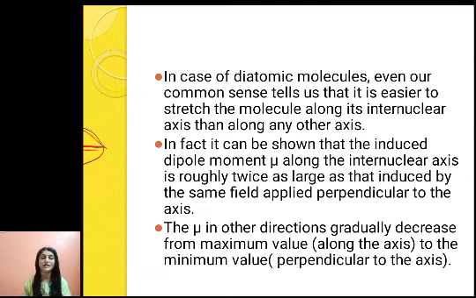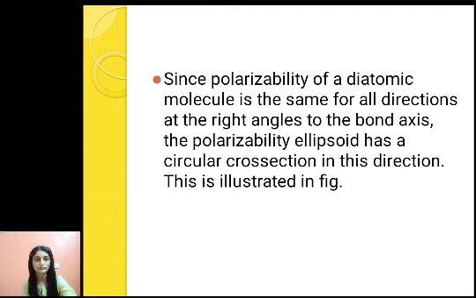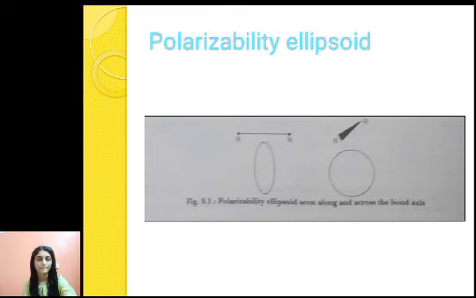So the mu in other directions gradually decreases. Along the internuclear axis, it is maximum. Then it gradually decreases along the perpendicular axis. So if you plot it, it gives you an ellipsoid. You can draw a polarizability ellipsoid to represent the direction of polarizability. See, this is the polarizability ellipsoid.